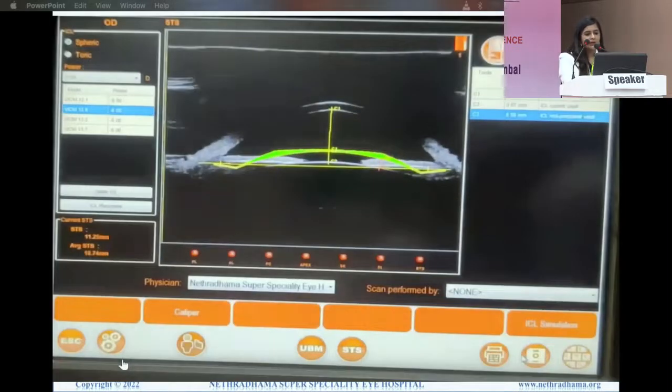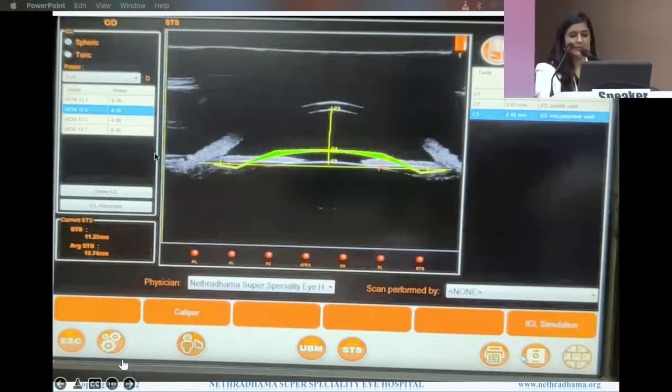So this is what I was talking about, C1, C2, C3. This is your UBM display. So basically what this machine does is the software, it actually simulates for each size of ICL. On the left side, you can see there are four sizes of the ICL, which was again spoken about earlier. For each size, how much C2 is the central vault and C3 is the mid-peripheral vault, which is actually more important than your central vault. So it actually tells you how much your vault will be for these particular sizes. So this can help you make the decision regarding your ICL sizing. But of course, this doesn't take into consideration your lens rise.